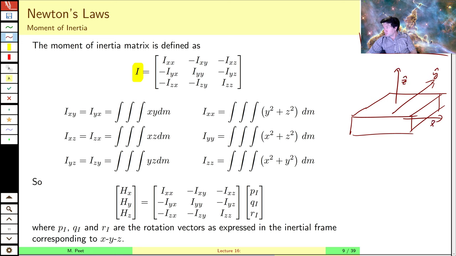So what is this thing? Let's assume it's uniform density. We have a dm here to indicate we weight by the components of mass, but we're going to assume it has uniform density for the moment. And so what is this? Well, let's look at the principal moments of inertia first of all. These.